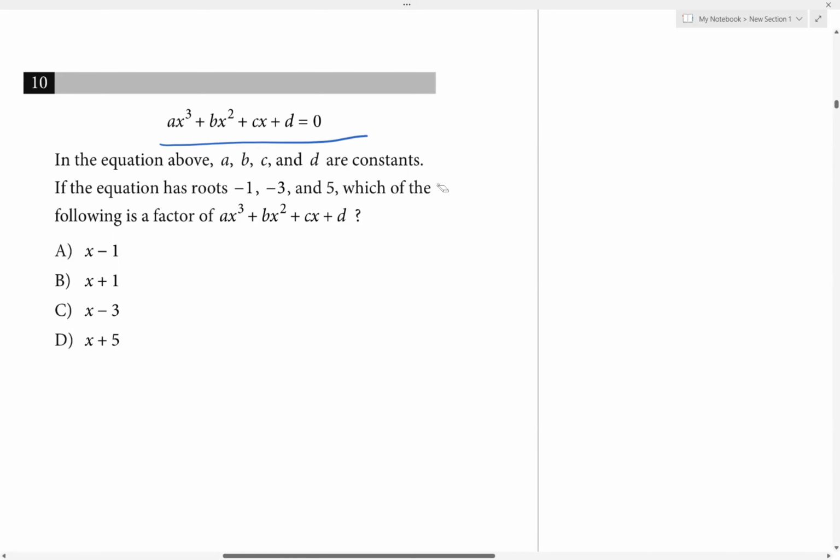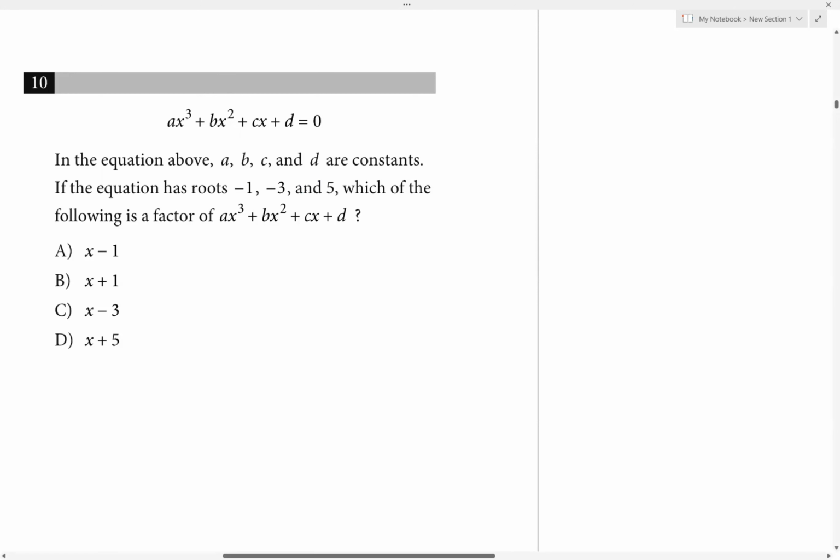A, B, C, and D are constants, meaning they each represent a certain number. We don't know what those numbers are, but they represent some numbers. And this equation has roots of -1, -3, and 5. It would be really difficult to try to solve for A, B, C, and D, and we don't have to. So for this question, what to recognize is this.